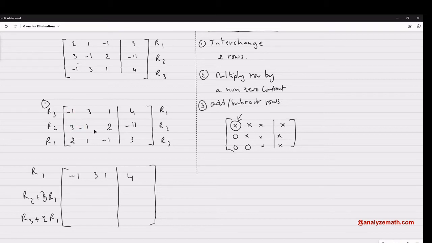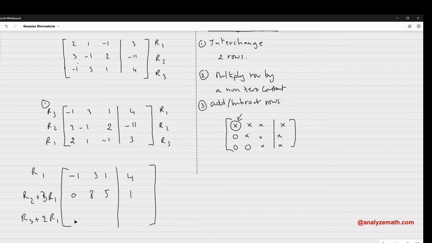Now row 2 plus 3 times row 1. So row 2, 3 plus 3 times negative 1 gives me 0, and then negative 1 plus 3 times 3 gives me an 8 here. Now row 2 again, 2 plus 3 times 1 gives me a 5 here. And then row 2, negative 11 plus 3 times 4 gives me 1 here.